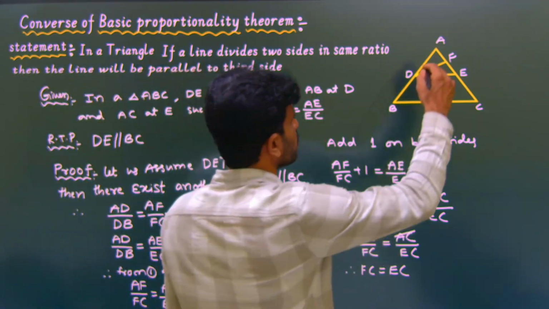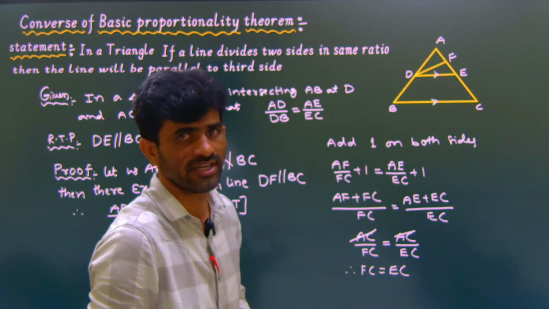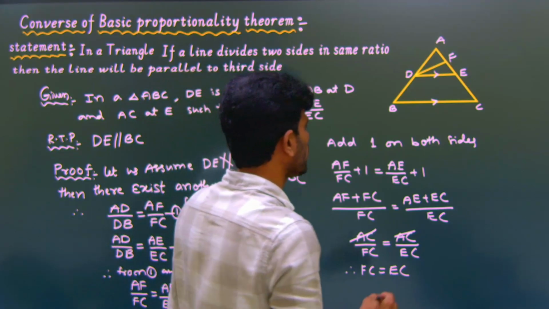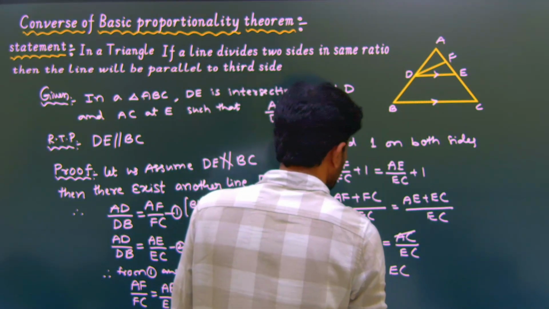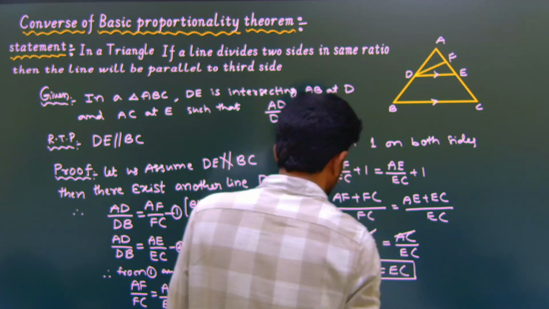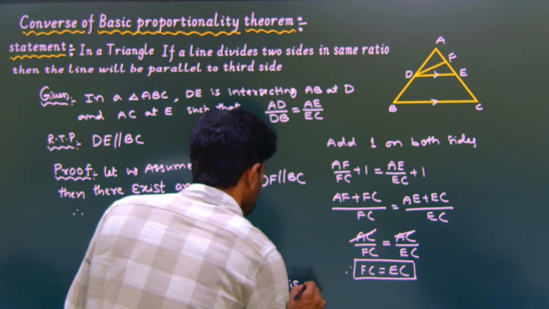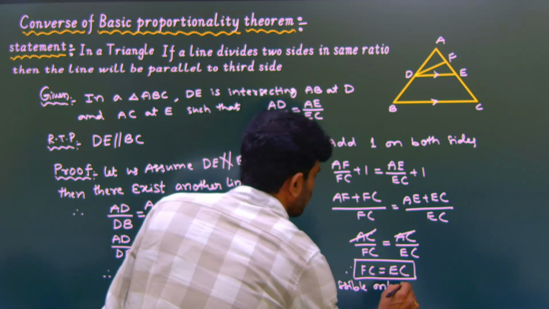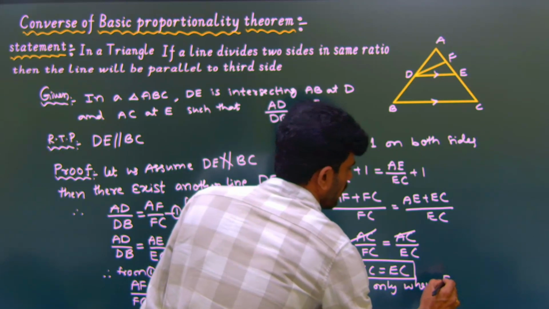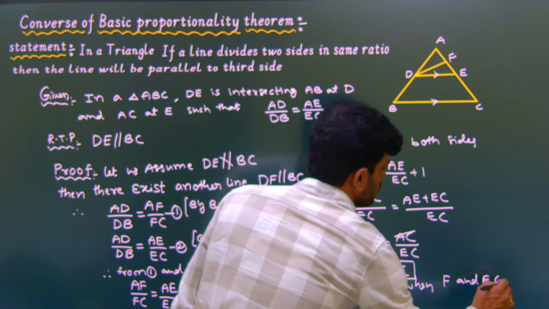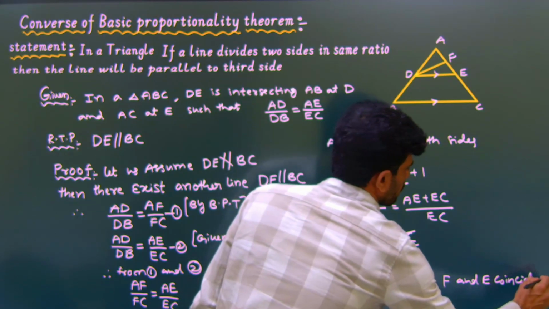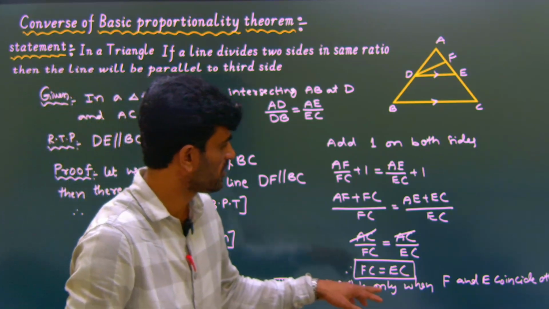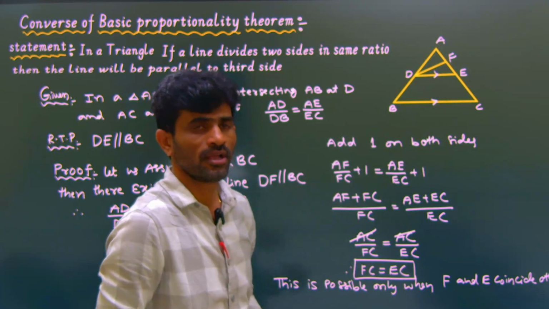Is it possible FC and EC equal? If F and E are different, FC is not equal to EC. But we got FC is equal to EC. What it indicates? FC is equal to EC is possible only when F and E coincide each other. F and E are not different points, it is a single point. FC and EC will be equal only when F and E are a single point.